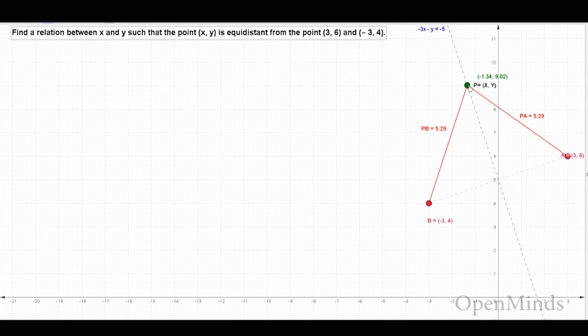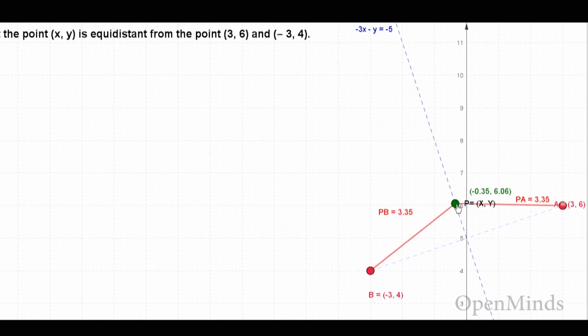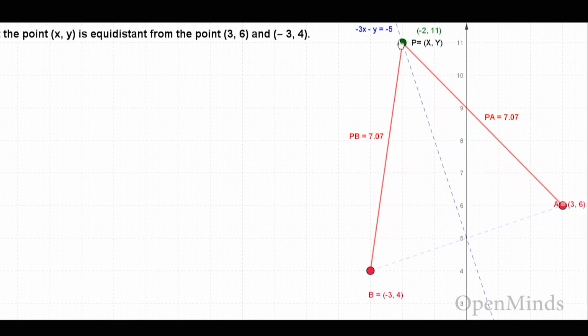All right. Now the condition is if the point P moves, I can see that the distance between A, that is PA, and PB is always the same. It's 4.47 here. If I move this point, I can say the distance is being the same, 3.35. Wherever you go on this line, I can see the distance is the same, 7.07. So we understand the condition that the point P is equidistant from B and from A.